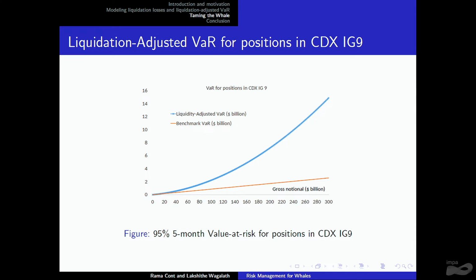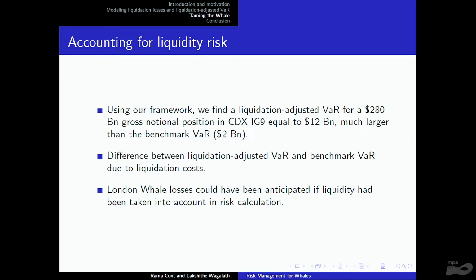And so if we calibrate the model that we had and calculate the 95% 5-month value at risk for positions in CDX IG9, 5 months being the length of the liquidation that JP Morgan took to liquidate this big portfolio, you see something like this. In red is the linear value at risk that is used in general, and this is the one given by the model that we use ourselves, which is of course superlinear. And for the value at risk, we find a risk for this portfolio of 12 billion, which is much more than the 500 million computed by JP Morgan.